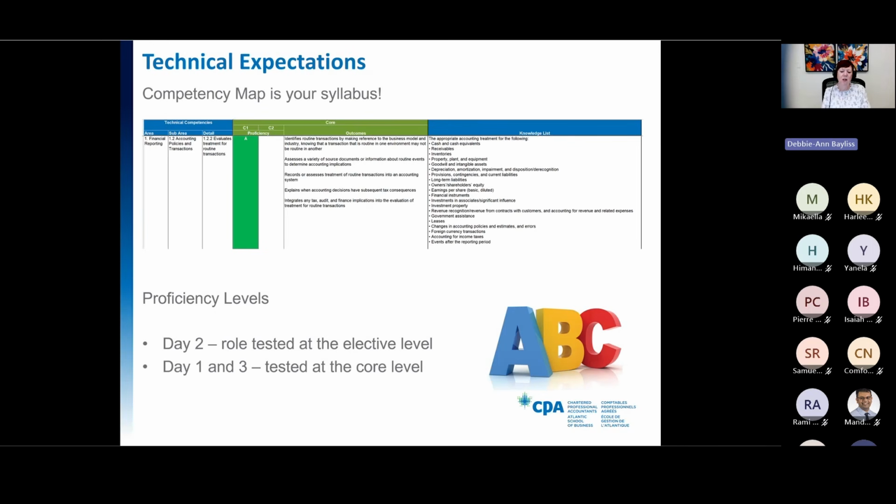From a technical expectation perspective, remember your competency map is your syllabus. During the stress management webinar, I do show you how to sort the competency map Excel spreadsheet. So if you haven't watched that, please watch that. When it comes to the proficiency level, remember for day 2, your role, you're being tested at the elective level. And for day 1 and day 3, you're being tested at the core level.